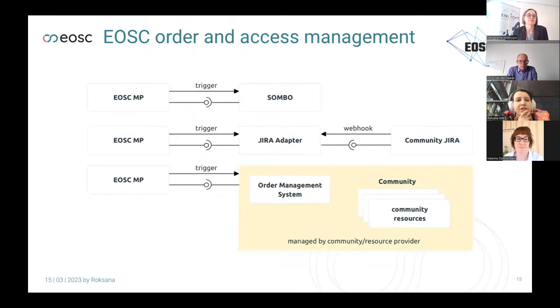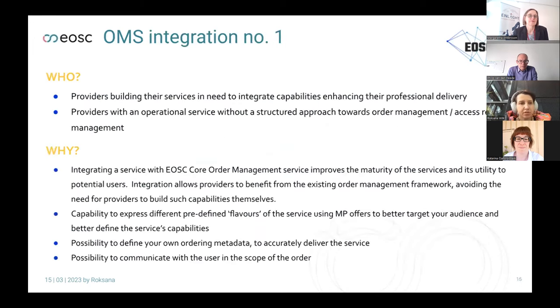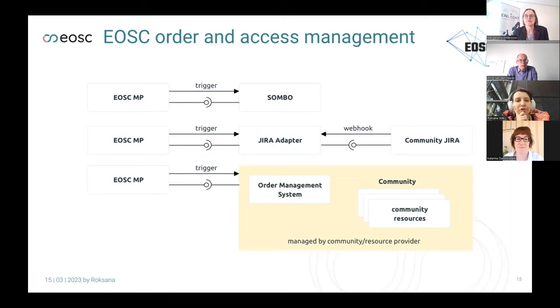Order and access management. It's quite similar to the previous possibilities. So you can either start using the EOSC order management and handle the tickets and orders via our UI for providers. In case you are running the order tickets or the access request tickets in Jira, there is a very easy way to integrate and have your own Jira tickets on your site via the Jira adapter that has been developed. Or in case someone is running their own order management system, there is an API that can be used only for the sake of exchanging data between the marketplace and the provider's order management system.